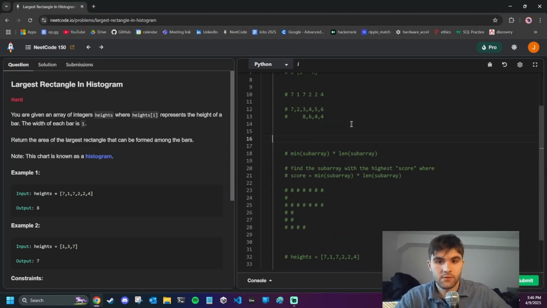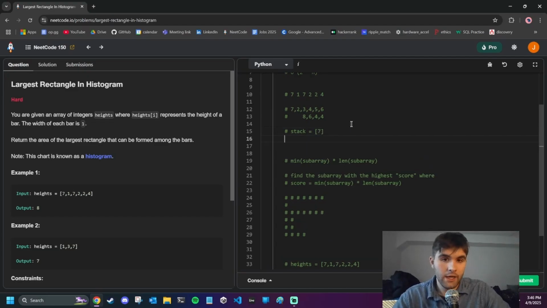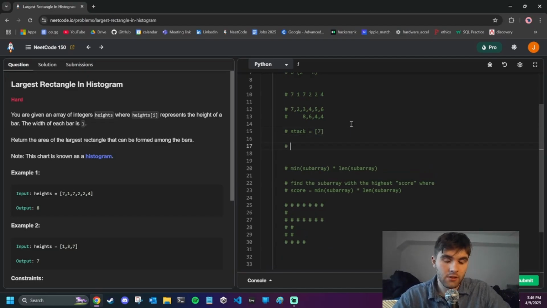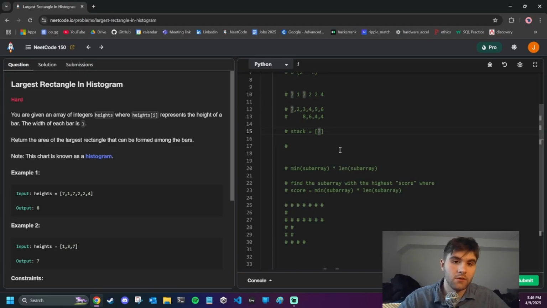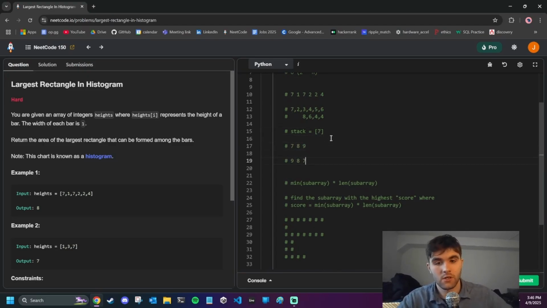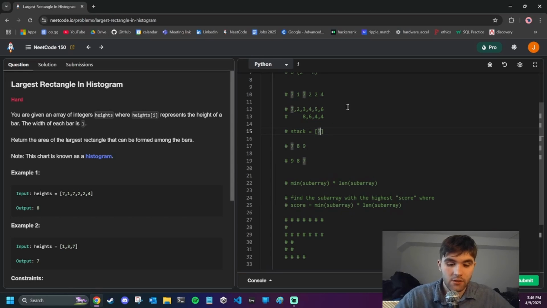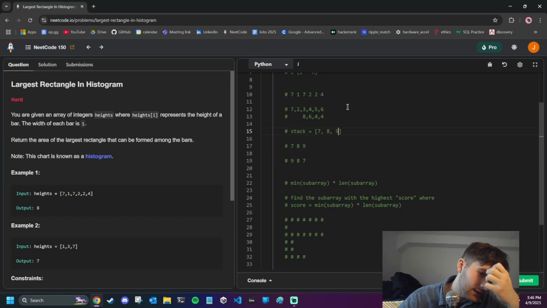All right, let's think in terms of stacks. So if we have a stack, I'll add 7 to the stack. And then I guess if we have something that's bigger, so if we had like 7, 8, 9, so let's look at these, 9, 8, 7. So if we had 7, 8, 9, would we just add to the stack, and then when we get to the end, or do we add new minimums?